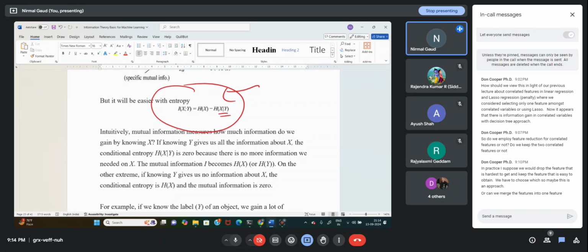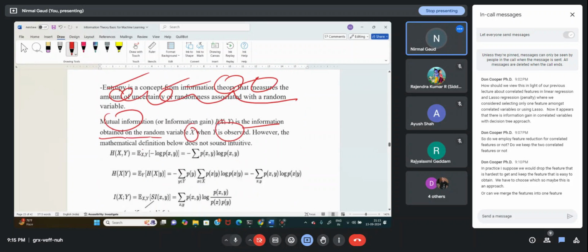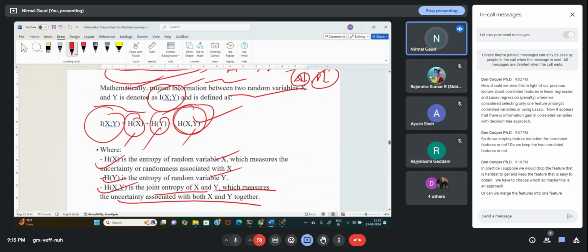So, okay, mutual information measures how much information we gain by knowing X for Y. If knowing Y gives all the information of X, the conditional entropy is zero because there is no more information we need on X. This plays a twist: in my formula, is it joint entropy or is it conditional entropy? Is it joint or conditional?